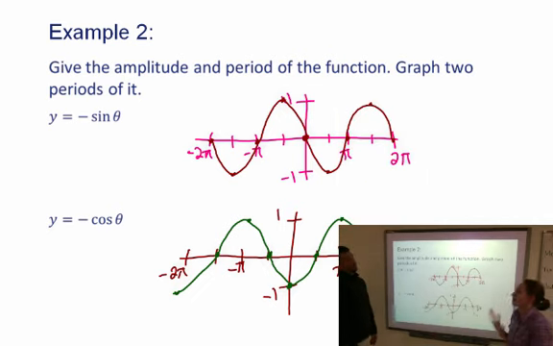Now let's make it more interesting. These are kind of boring now that we know how to do them. Yeah, boring. This is like eating Cheetos on Friday. Just not exciting.